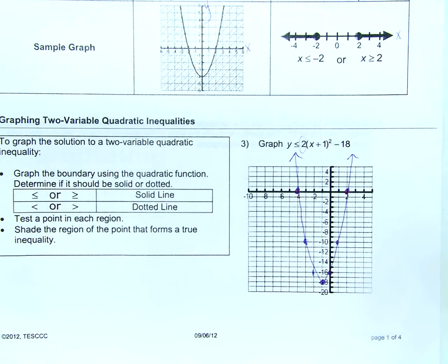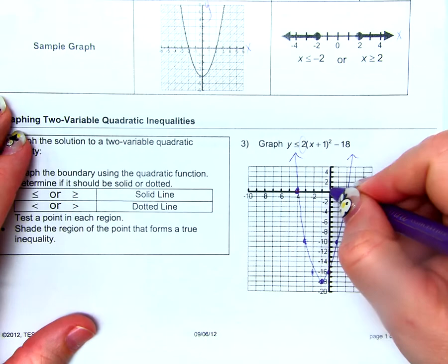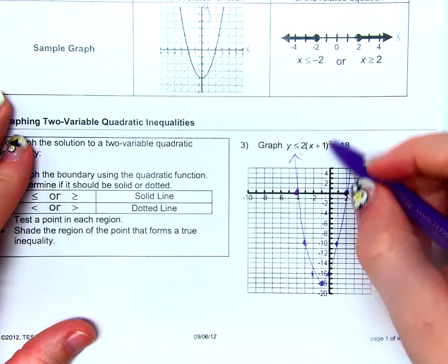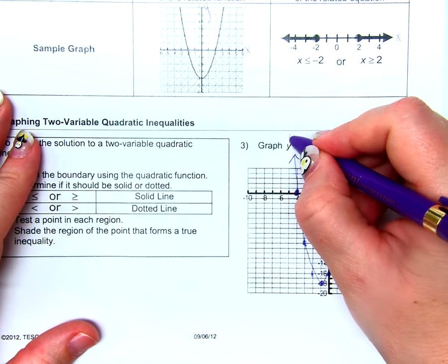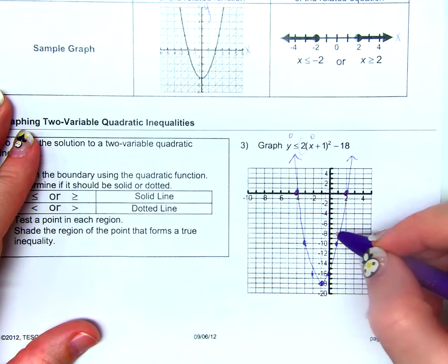Which is the easiest point to choose? How about 0, 0? How about the origin? Okay, let's choose that point right there. So in my inequality up here, I want to put in a 0 for x and a 0 for y.